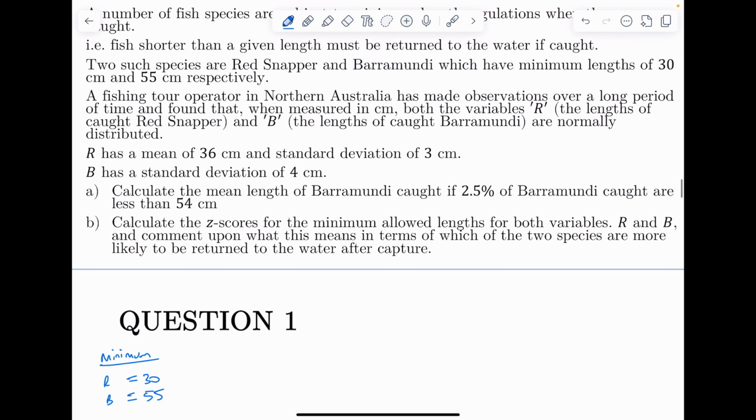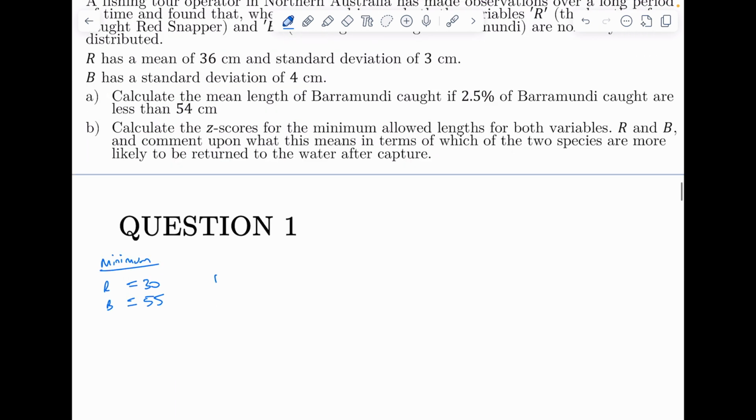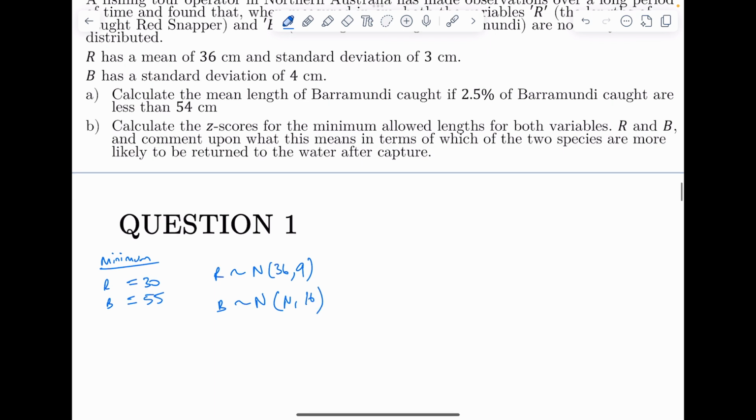is 55. A fishing tour operator in North Australia has made observations over a long period of time and found that when measured in centimeters, both variables, the length of the red snapper R and B, are normally distributed. R has a mean, okay, let's use our notation, has a mean of 36 and a standard deviation of 9. So if we write it using our notation, remember it's a variance. And for the barramundi, this is also normally distributed. We don't know the average, so we'll just say it's mu, but we know the standard deviation, so the variance is 16.